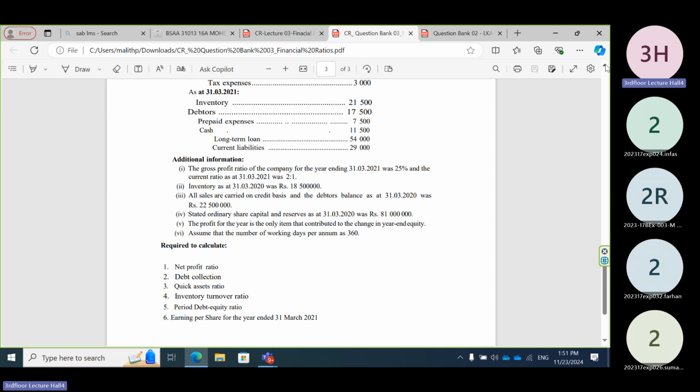So I calculated four ratios. I hope that you are comfortable calculating inventory turnover and debt equity ratio. Right. We are moving to some other ratios. We need to discuss capital market ratios and some other gearing ratios.